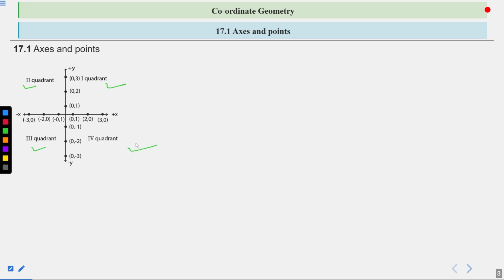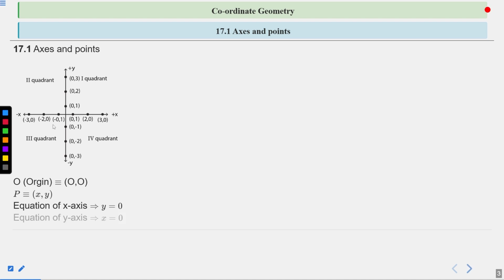fourth quadrant. From the origin, this is called the origin point, and from the origin right hand side x is positive and left hand side x is negative, and from origin upward is positive y and downward is negative y. So origin O is represented by the coordinate 0, 0. P equals x comma y, we can represent any point P by the coordinates x and y. The equation of the x axis is y equals 0. Same way, the equation of the y axis will be x equals 0.